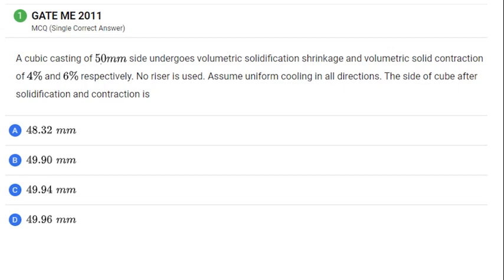So what is it giving? A cubic casting, whose one side is given, is undergoing solidification shrinkage and solid contraction of 4% and 6% respectively. No riser is used. Assume uniform cooling in all directions. The side of the cube after solidification and contraction is? Okay, so no riser used means you have to take solidification shrinkage also into consideration.